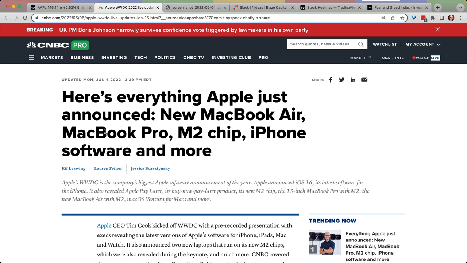I got it all. And there are a few things that actually got me excited today to maybe want to purchase something. Notably, the new MacBook Air with the M2 chip. I thought that was pretty interesting.